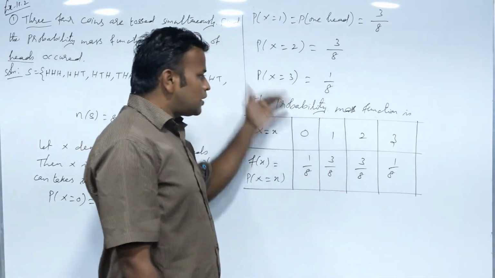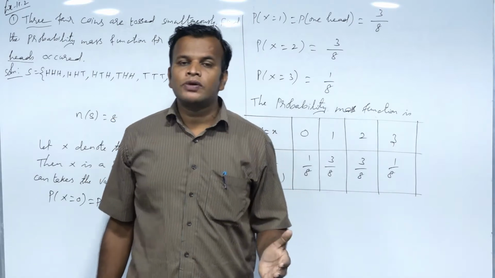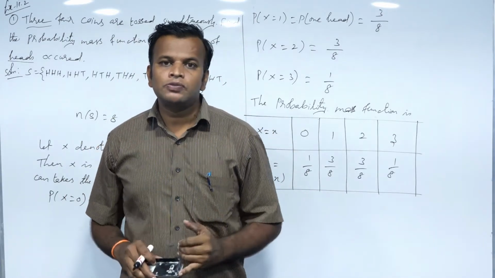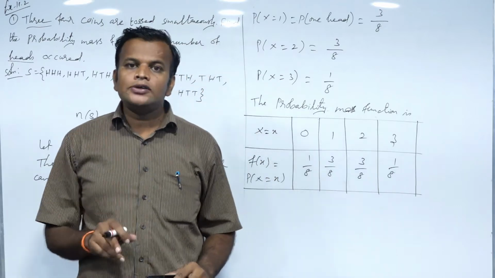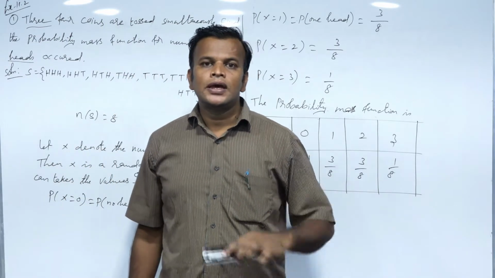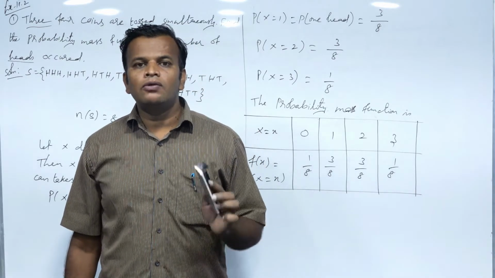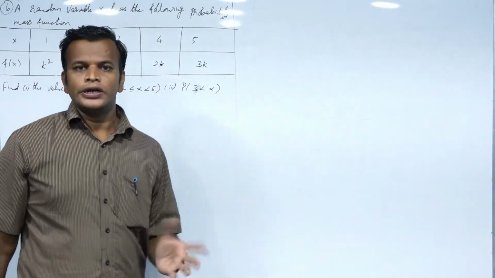So this is a way to find the probability mass function of any values. What is the first step? To find a probability mass function, the first step is to find the values of the random variable. The next one is to find the probability for each and every random variable value. Okay, we move to the next one.